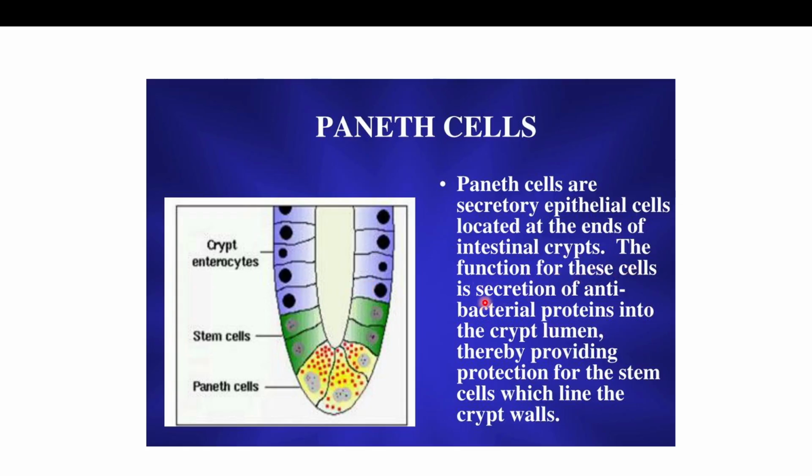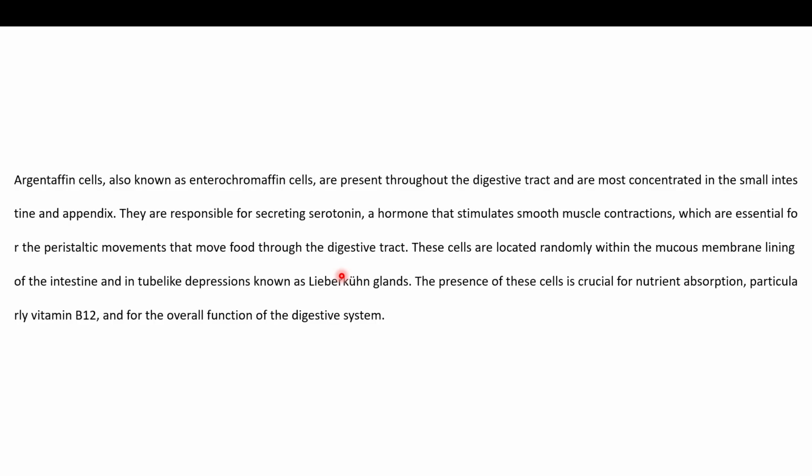The function of these cells is secreting antibacterial proteins into the crypt's cavity, thereby providing protection for the stem cells which line the crypt walls. Here, the stem cells are lining this particular wall, and here in the cavity, these Paneth cells secrete the antibacterial proteins.